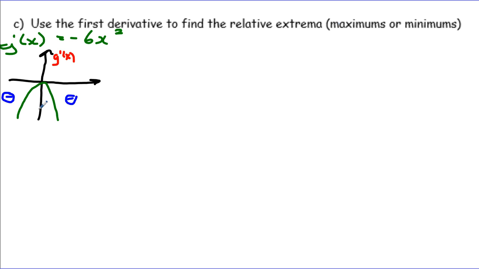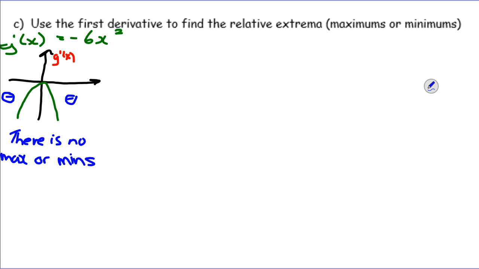So use the first derivative to find the relative extrema. By that we mean maximums or minimums. The original function will kind of look like this. Are there any maximums or minimums? No, just no. Yeah, exactly. So our answer is there is no maximum or minimum, as it's just a point of inflection. There is no max or min.